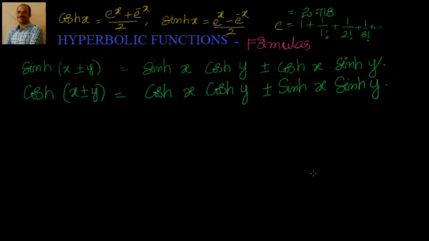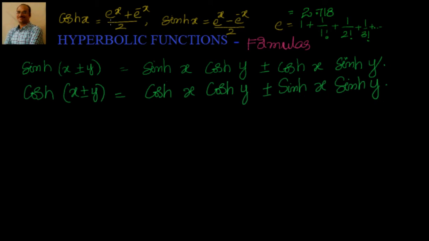Hi, welcome back. In this video, we'll go through some of the formulas of hyperbolic functions, like how we had in trigonometric functions compound angles and multiple angles. We will also see here how hyperbolic functions can have compound angles. So we have sinh(x ± y) = sinh x cosh y ± cosh x sinh y. And similarly, we will also prove cosh(x ± y) = cosh x cosh y ± sinh x sinh y.